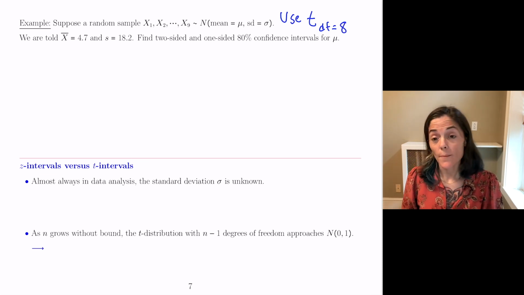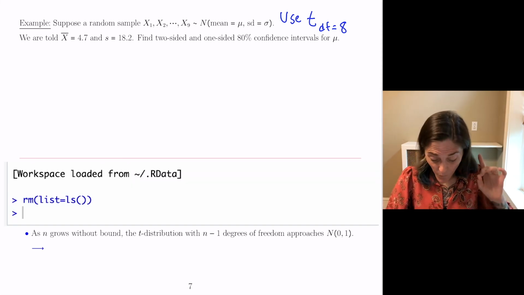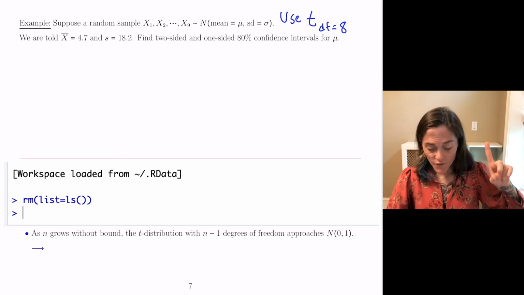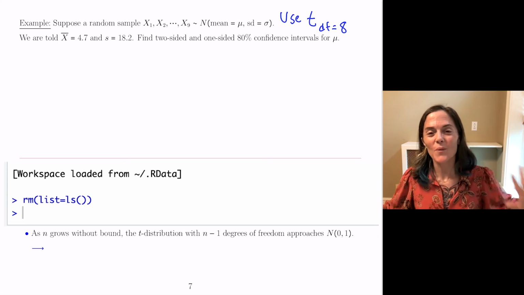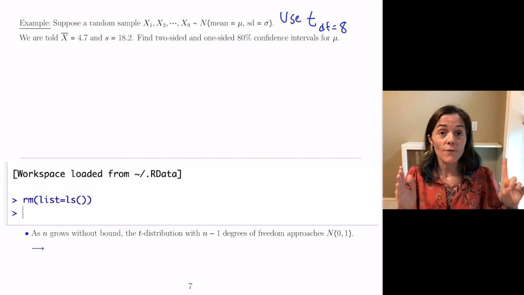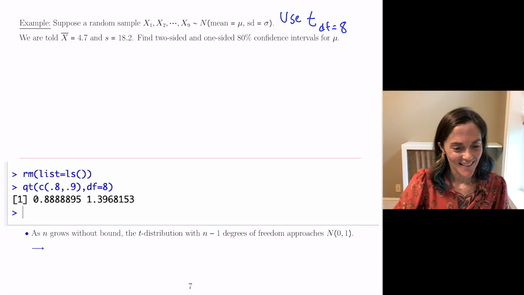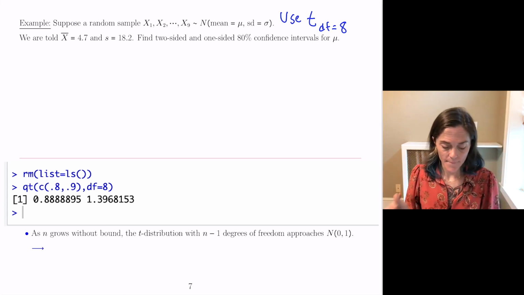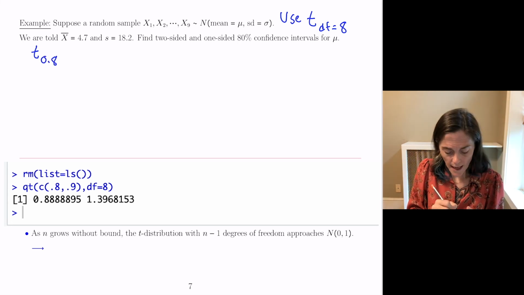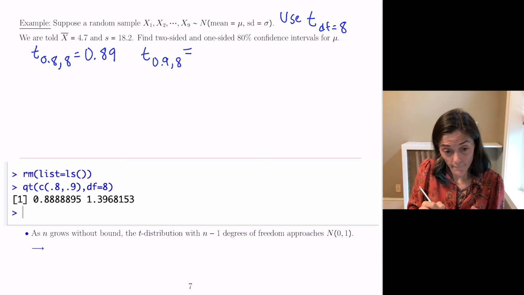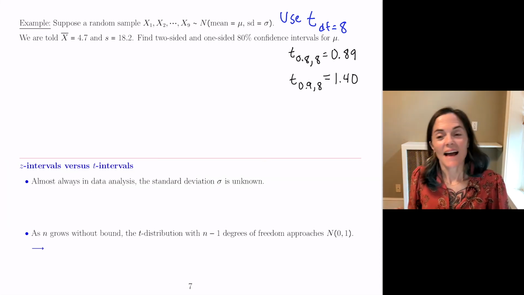So let's go to R just for a moment to figure out the correct quantiles. If we look at the problem, we're looking for an 80% confidence interval. So I'm going to need two different quantiles. First of all, for the two-sided, I will have 0.1 and 0.1. So I need the 0.9 quantile. The other one for the one-sided, well, I will need the 0.8 quantile. So we can ask R. Here they are. Here's the 0.8 and the 0.9. Let's write this down. T sub 0.8 with 8 degrees of freedom is about 0.89, and T sub 0.9 with 8 degrees of freedom, this is 1.40. I just moved them to the side.